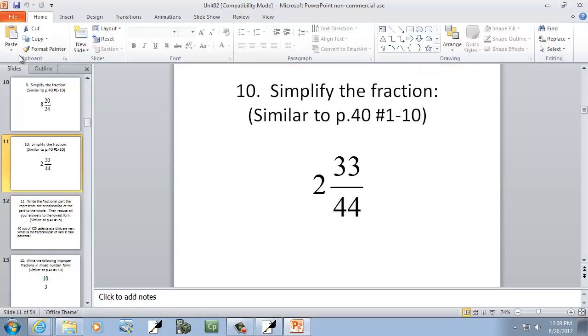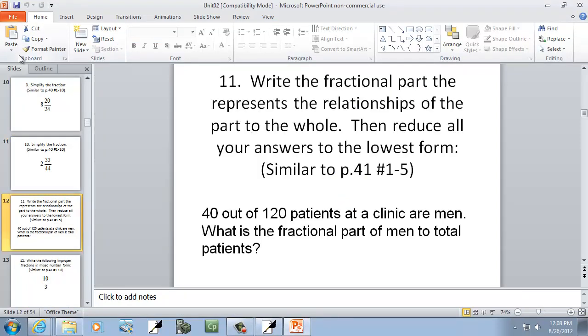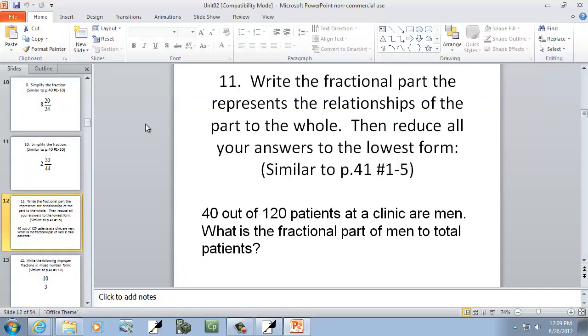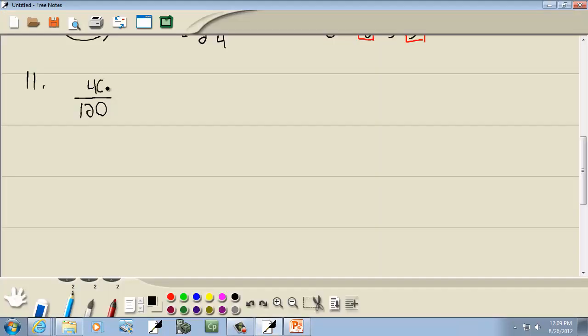This is, I think, a reducing one in a word problem format. It says, write the fractional part that represents the relationship of the parts to the whole. Then reduce all of your answers to the lowest form. It says 40 out of 120 patients at a clinic are men. What is the fractional part of men to total patients? Well, there's 120 total. So you put the 120 down below. And out of those 120, 40 of them are men. So I put 40 up on top.